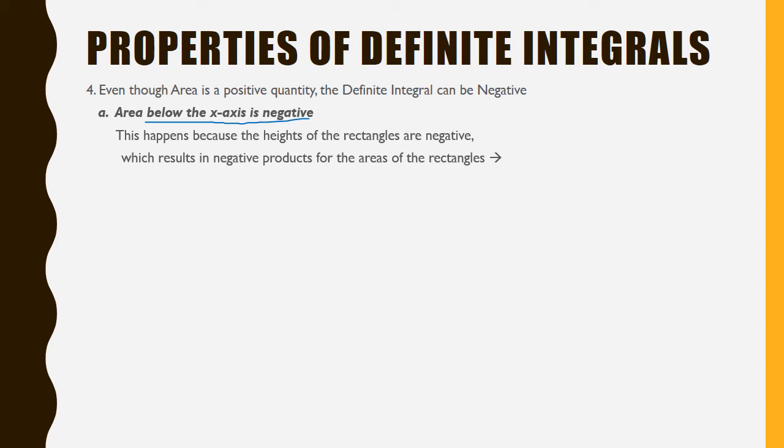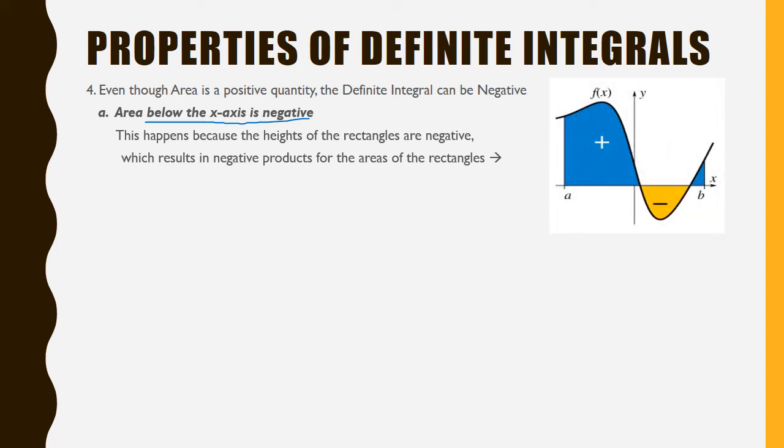Okay, so how can this happen? I thought we were always looking for area between the graph and the x-axis. Well, that's true, but what if the function is below the x-axis? Take a look at this picture, and here you'll notice that this function is partly above the x-axis, partly below. And so the area that's above the x-axis will count as positive area. The area that's below the x-axis will count as negative area.